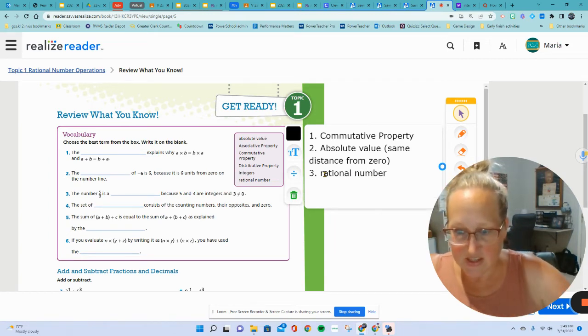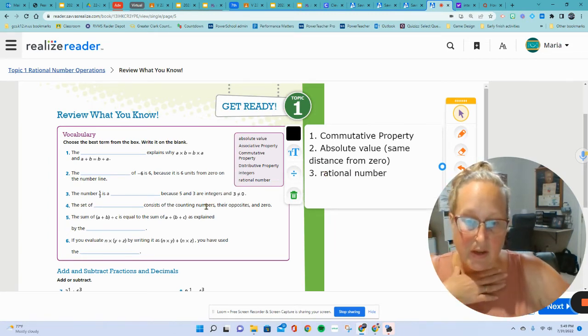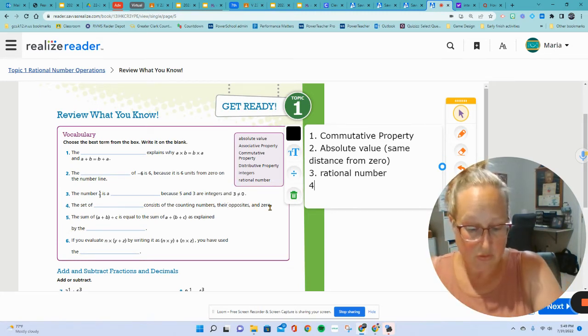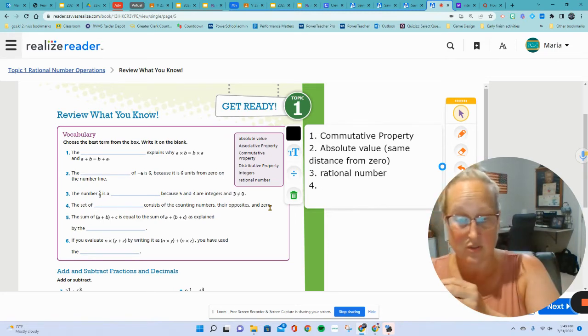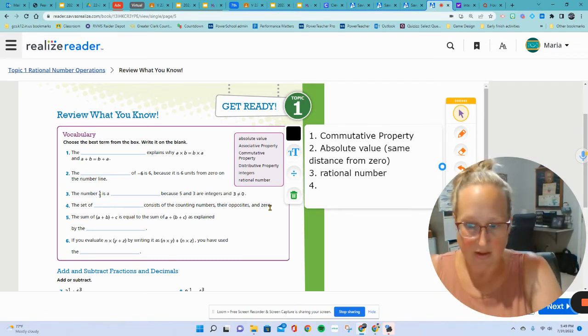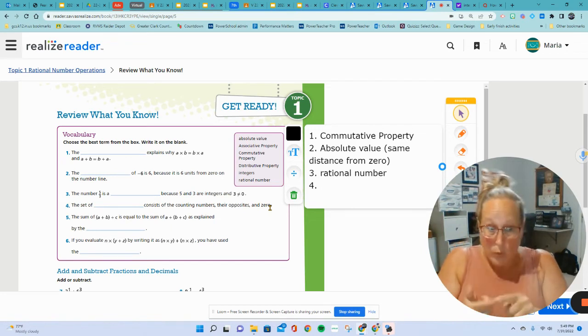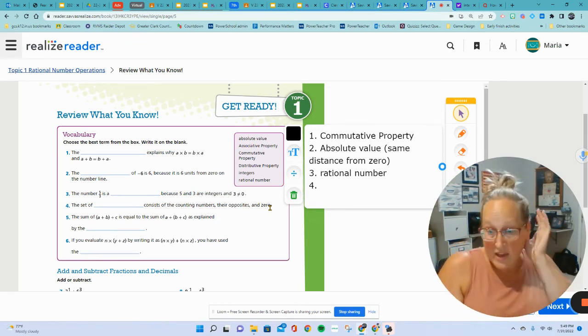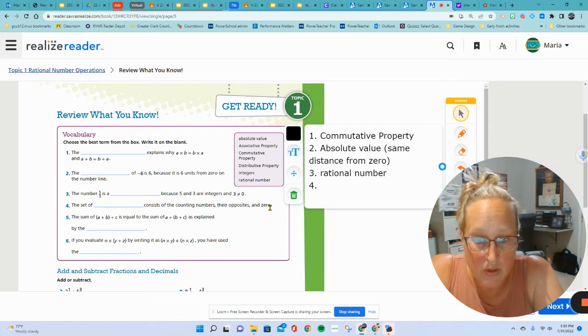Number 4, the set of blank consists of the counting numbers, their opposites, and 0. We had just Googled that. So if you do not remember, I'm going to take a pause right here. I'm going to raise hands with the kids at school. If you're at home, take a pause, see if you remember, and then come back. But the set of blank is all the counting numbers, like 1, 2, 3, 4, 5, and 0. So that will be integers.